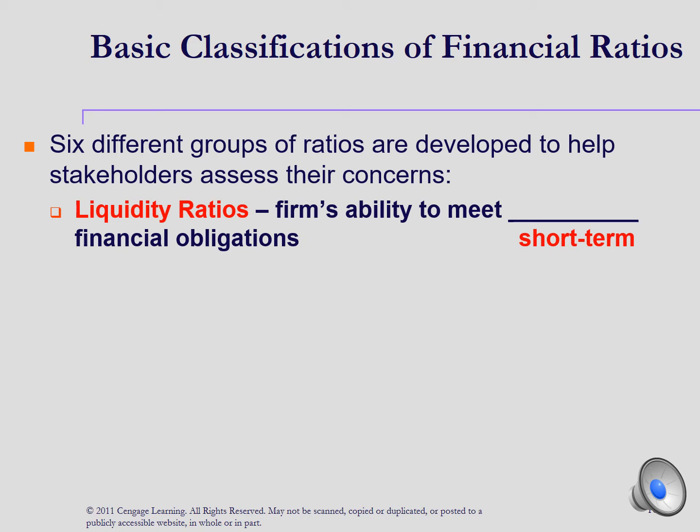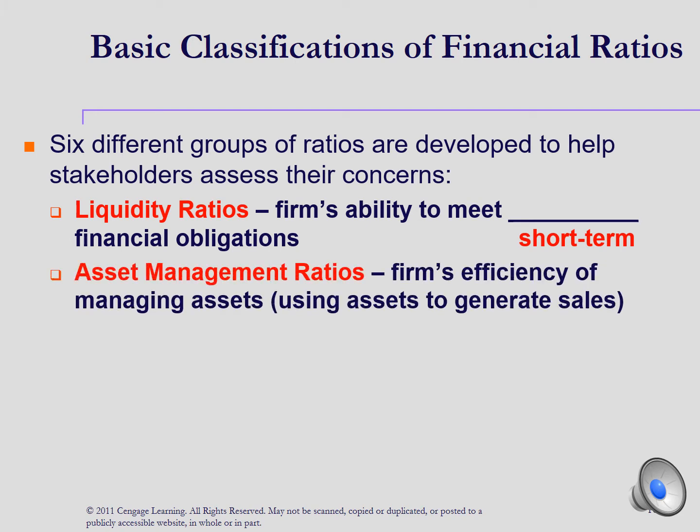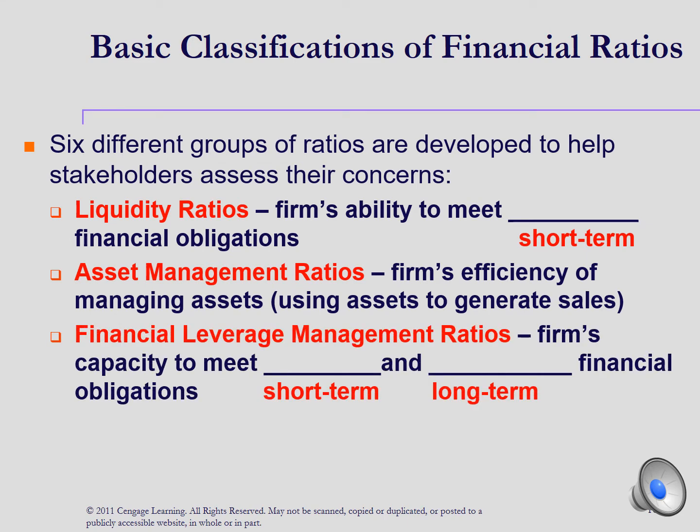Liquidity ratios. Liquidity ratios indicate a firm's ability to meet short-term financial obligations. Asset management ratios. Asset management ratios indicate a firm's efficiency of managing assets, that is, how efficiently a firm uses assets to generate sales. Financial leverage management ratios. Financial leverage management ratios indicate a firm's capacity to meet both short-term and long-term financial obligations.